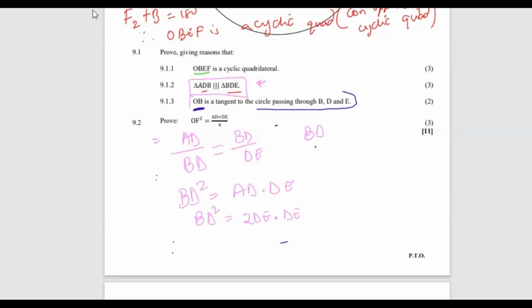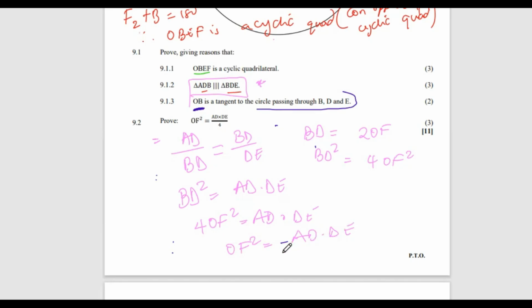So BD, this is out. That's out. So we said BD squared is equal to AD times DE. So BD is twice OF. And then we just square it. So BD squared is going to be 4OF squared. And then substitute. So 4OF squared is equal to AD times the DE. Then divide both sides by 4. So AD times DE over 4.